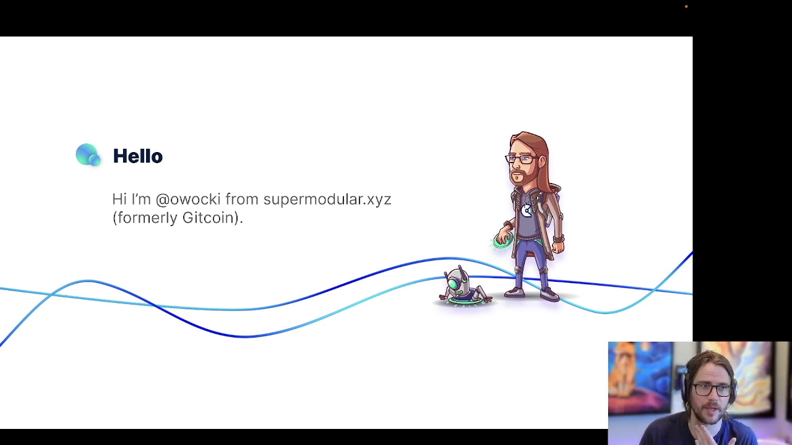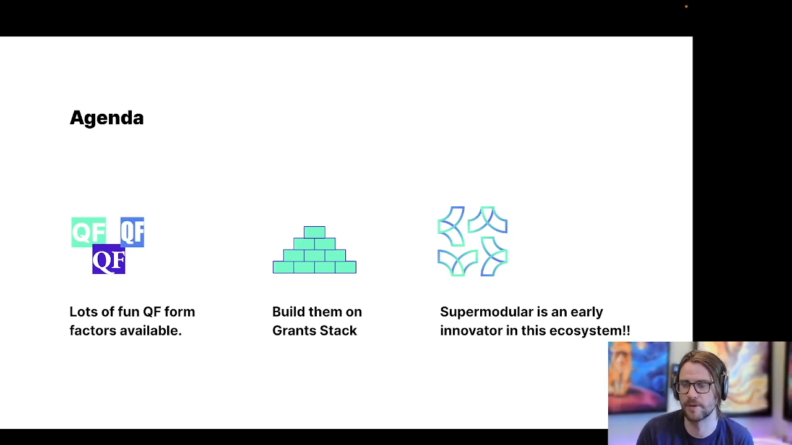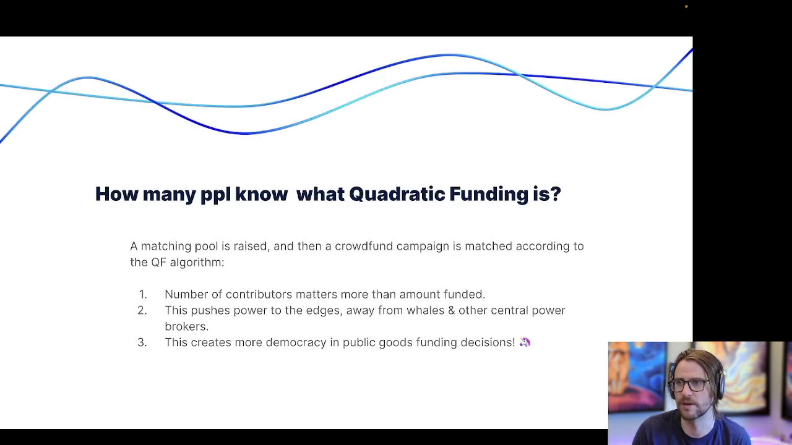So that is me. The agenda for this talk is quadratic funding. So there are lots of fun quadratic funding form factors available. We'll talk on what that is, why it's powerful, and then how Supermodular has built them on top of Grant Stack and Allo Protocol, Gitcoin's new protocols. And I just want to highlight that Supermodular is an early innovator in this ecosystem.